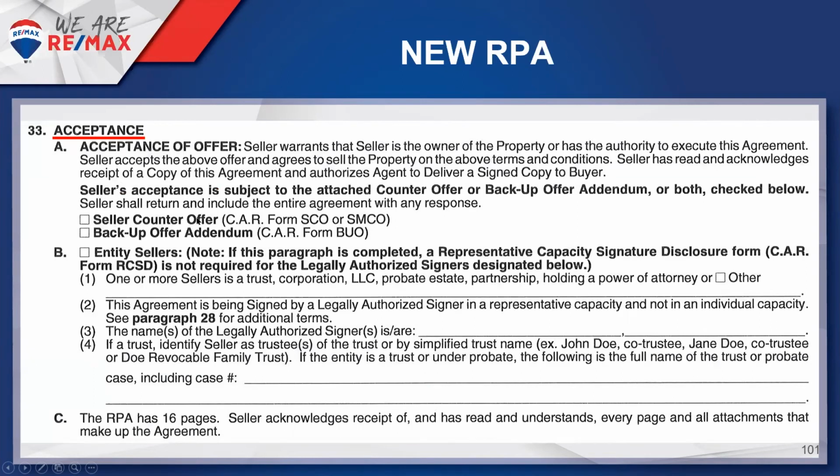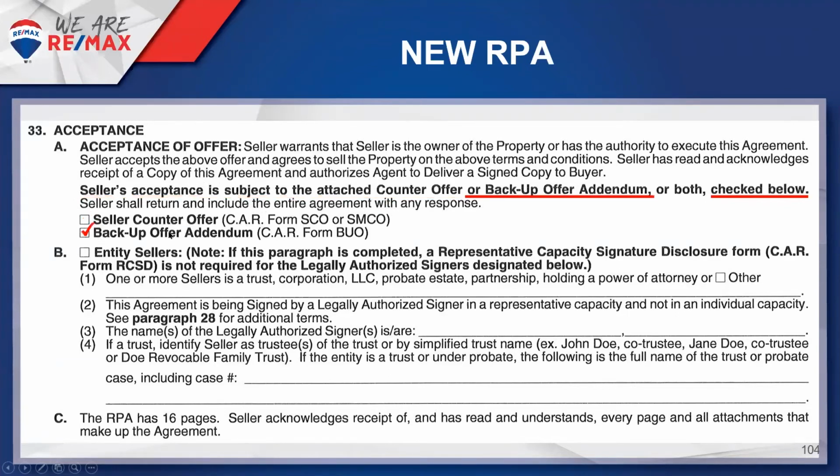And acceptance. Okay, that's the offer is made. Now acceptance of the offer. The seller warrants that the seller is the owner of the property and they agree to the above terms and conditions unless they want to counter. So the seller's acceptance is subject to an attached counter. You would check that box, or multiple counters, you check that box.